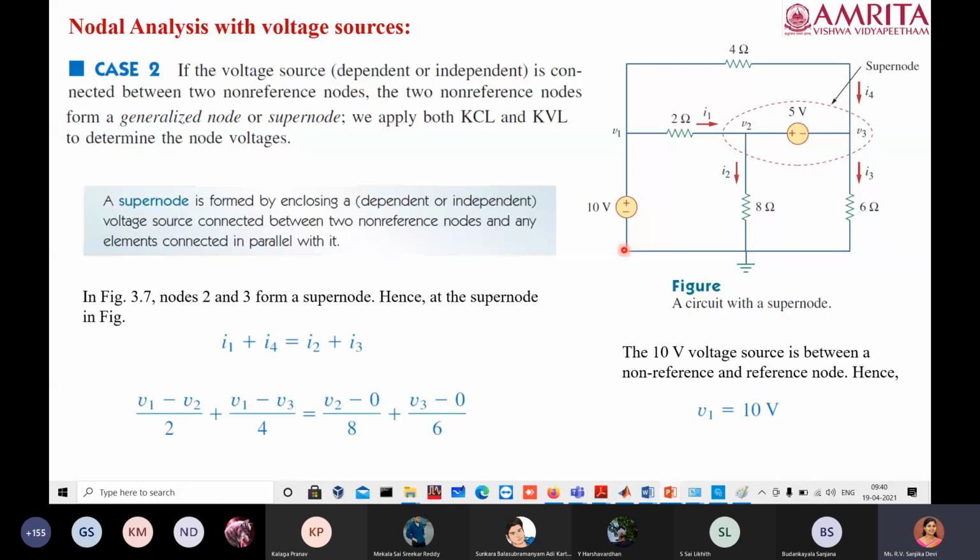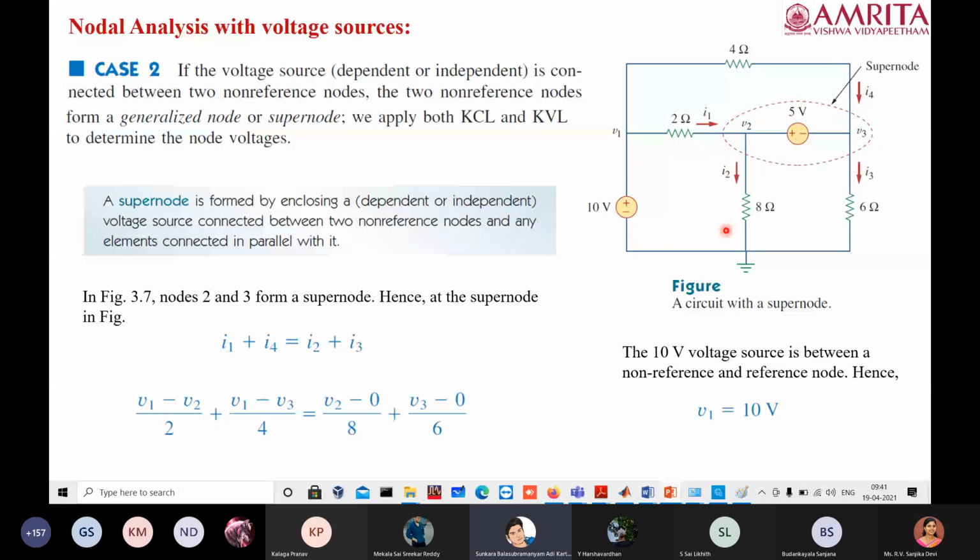However, since the voltage source is connected between this node and the reference node, directly we can write V1 is equal to 10 volt, right? What is the meaning of V1? V1 means the potential at this point with respect to ground. And across that, there is a voltage source. So it means that V1 is equal to 10 volt, right?